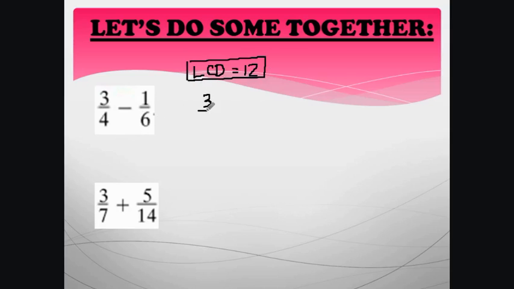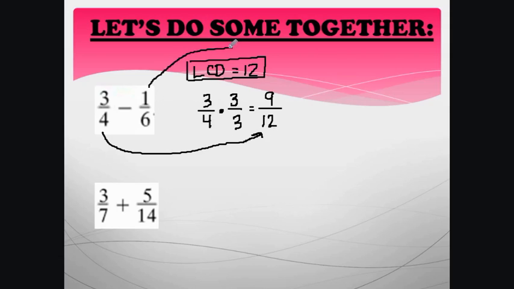So we have 3/4. We need to multiply that by another fraction so that we have a common denominator of 12. 4 times 3 is equal to 12. So we're also going to multiply our numerator times 3. 3 times 3 equals 9. So our equivalent fraction to 3/4 is 9/12.